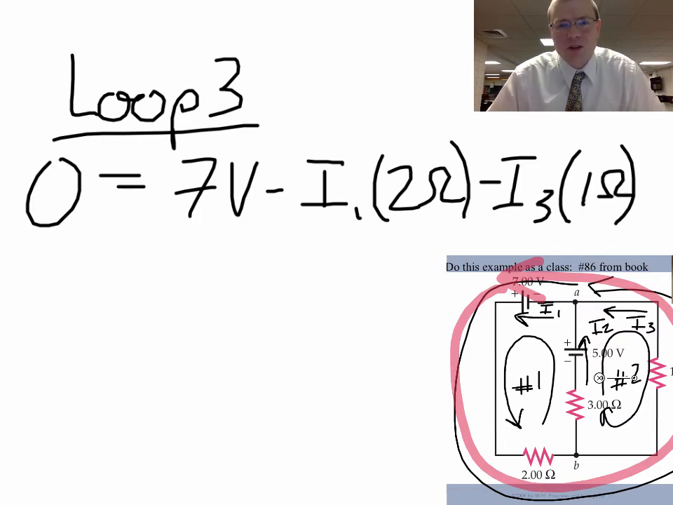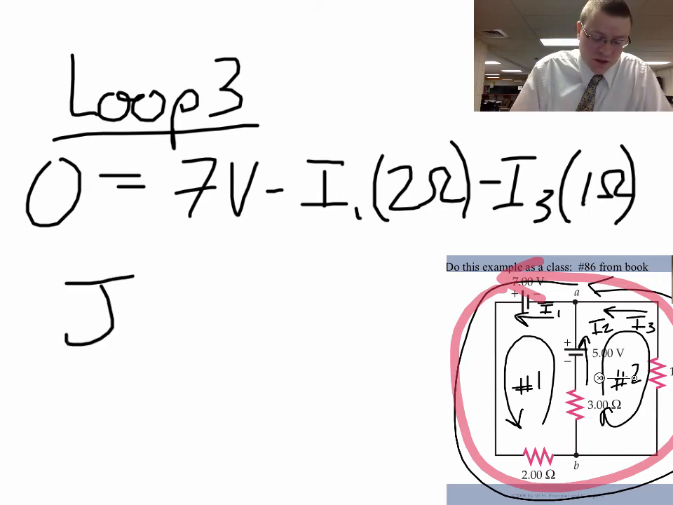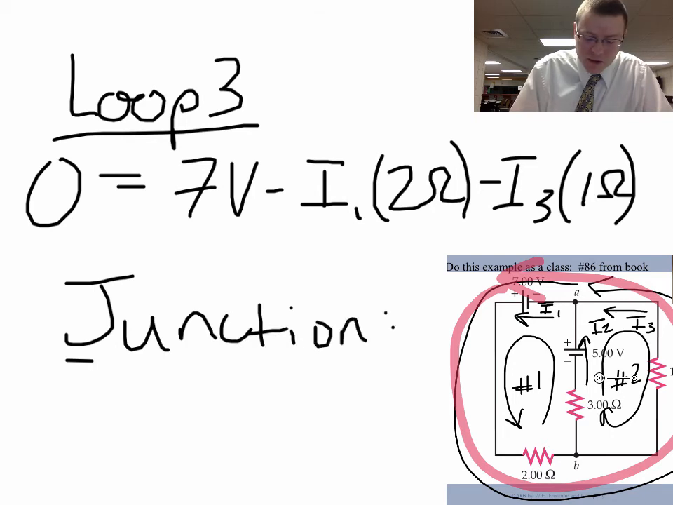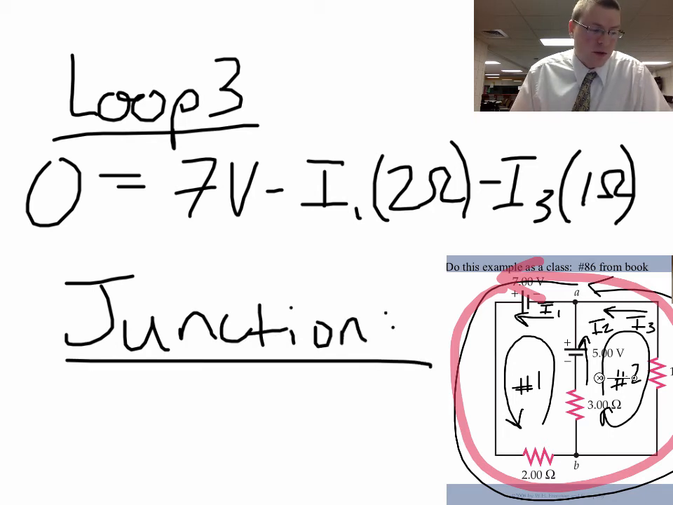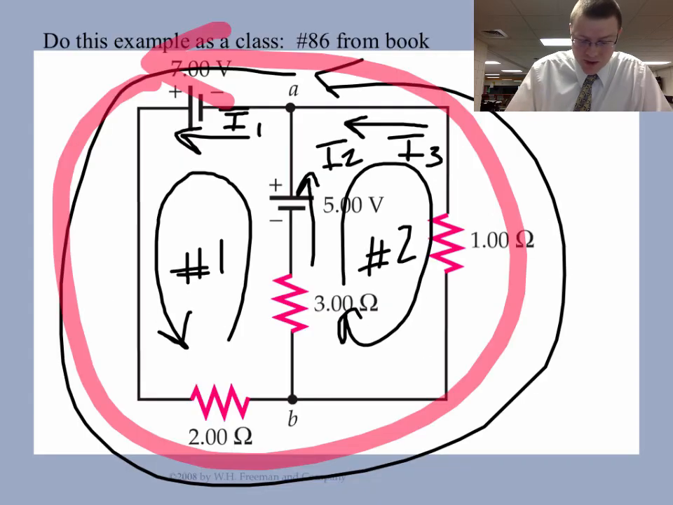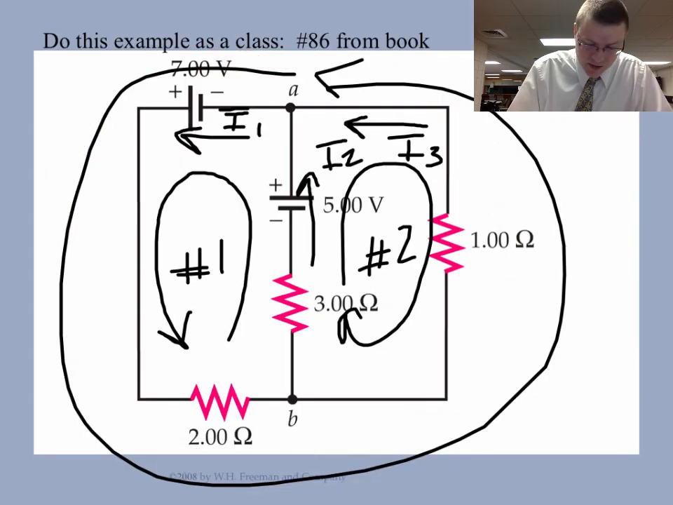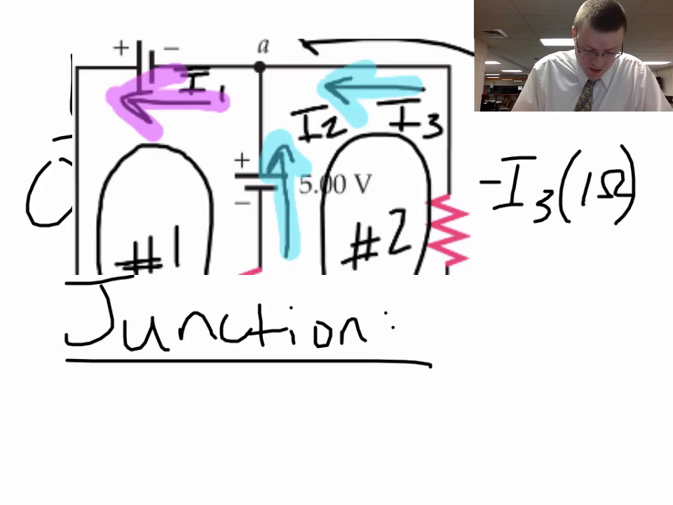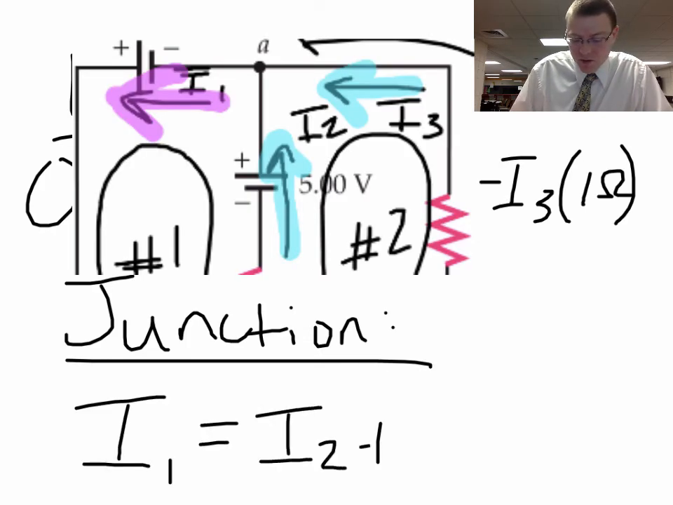I don't have enough information to solve for any of my currents. So that's where the junction rule has to come in. The junction rule says that my currents must be conserved as I go through this loop. If I look at the picture, I can see that I2 and I3 are meeting up to give me I1. The junction rule will actually be pretty easy. It'll say that I1 is made up of I2 plus I3.